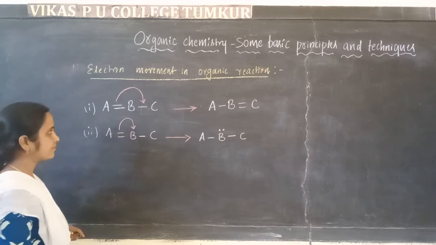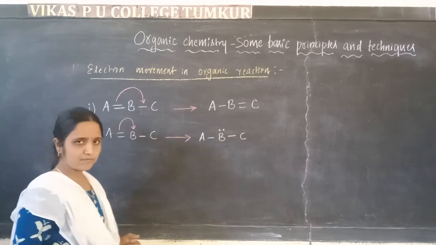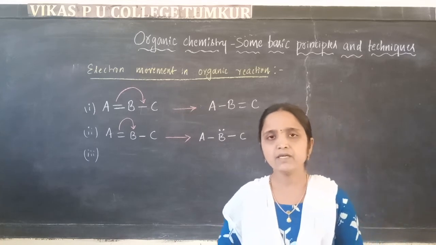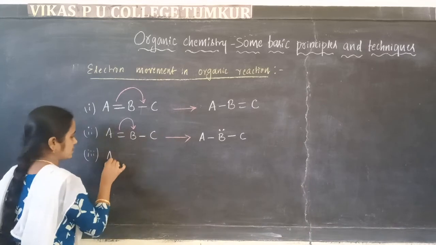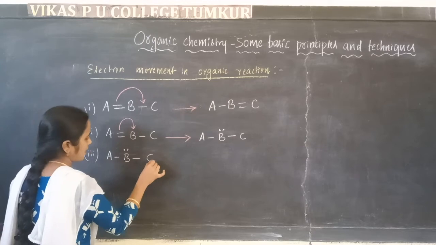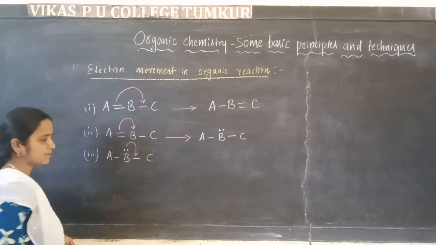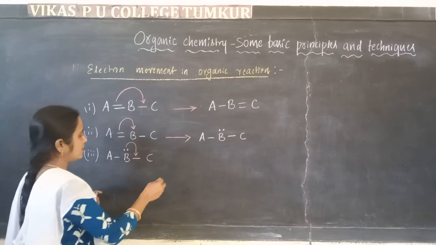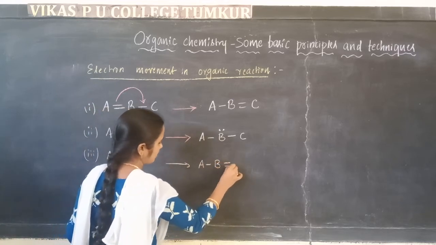Next, the third case: shifting of the lone pair of electrons of an atom to the bond. This case is a little different. The lone pair of electrons shifts to the adjacent bond. It is represented by A single bond, B double bond, C.